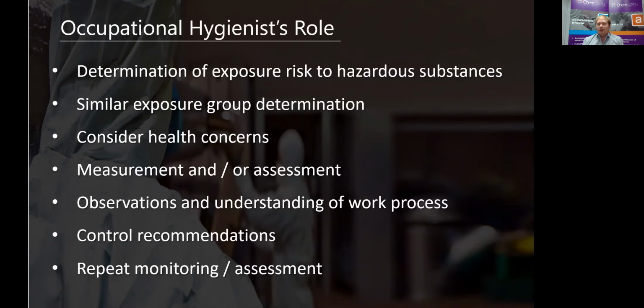We measure and or assess the levels of exposure on site. And while doing that, we take lots of observations and we understand those work processes, because often a small change in the work process can significantly change the exposure of the worker. We come up with control recommendations. After those control recommendations, we're looking at ways to reduce the exposure, and if we've been successful, we'll do repeat monitoring or assessment to determine how successful those controls were.